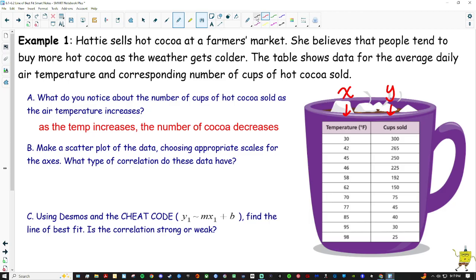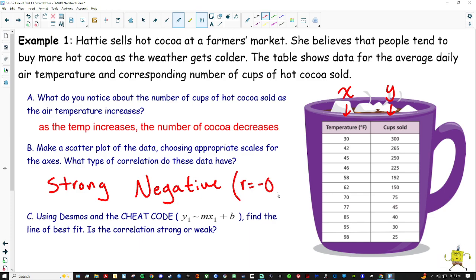So I'm going to write down this is strong negative, because my r value was negative 0.97.